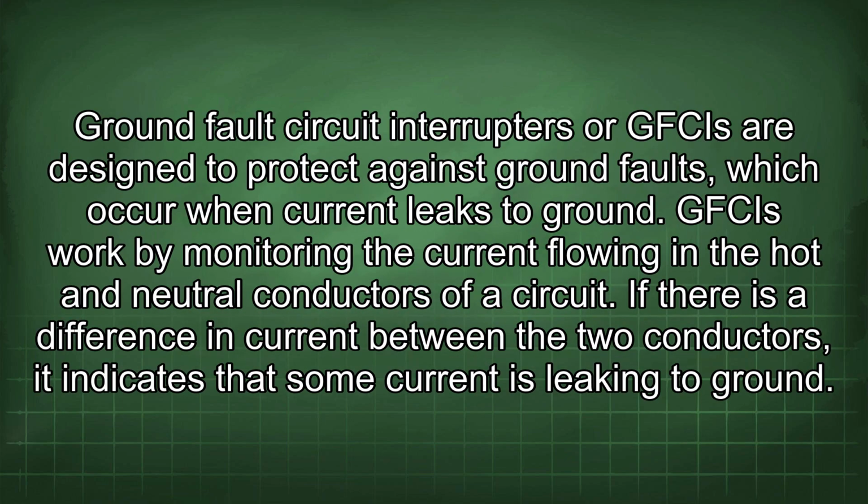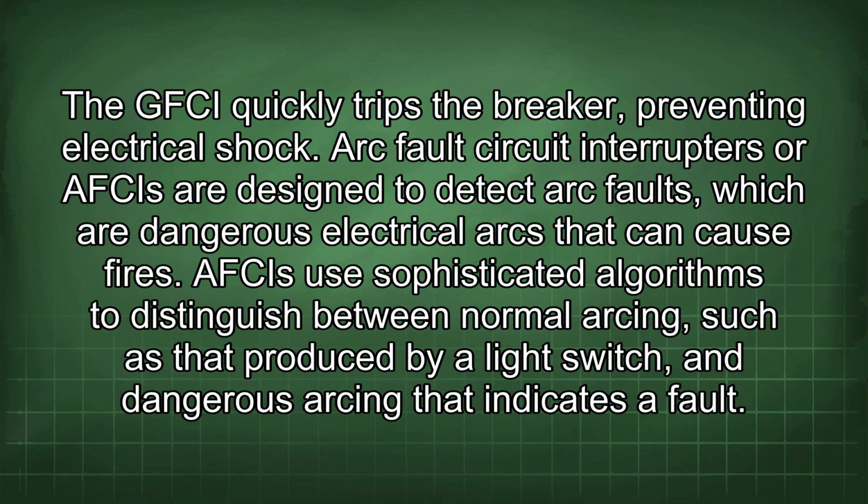Ground fault circuit interrupters, or GFCIs, are designed to protect against ground faults, which occur when current leaks to ground. GFCIs work by monitoring the current flowing in the hot and neutral conductors of a circuit. If there is a difference in current between the two conductors, it indicates that some current is leaking to ground. The GFCI quickly trips the breaker, preventing electrical shock.